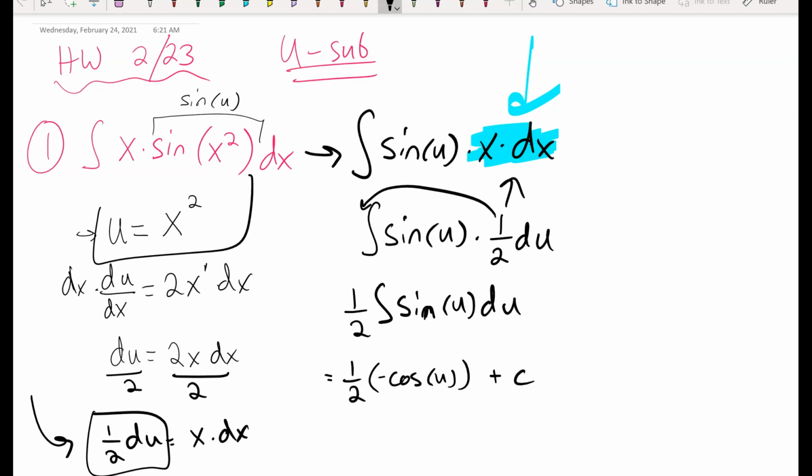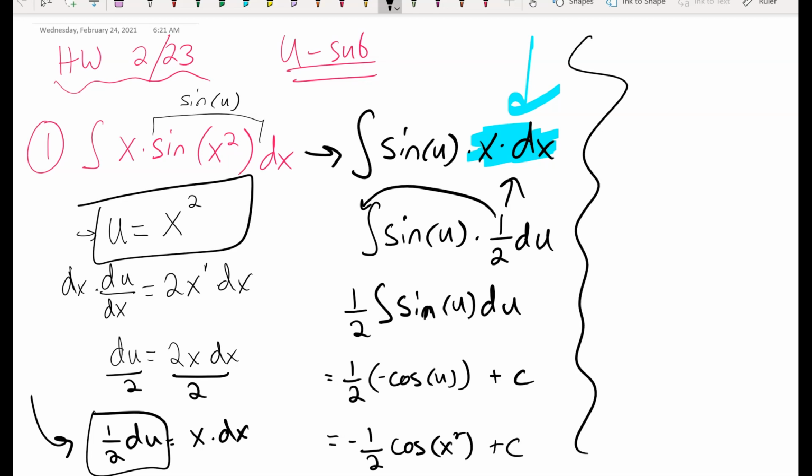Now, the only thought I need to have is that they didn't give this to me in terms of u, they gave it to me in terms of x. So I'm going to make that substitution and plug back in for u. So my final answer here is negative 1/2 cosine of x squared plus c. Now, you'll never have to guess if you did this correctly, because you could always take the derivative to see if you did this correctly.